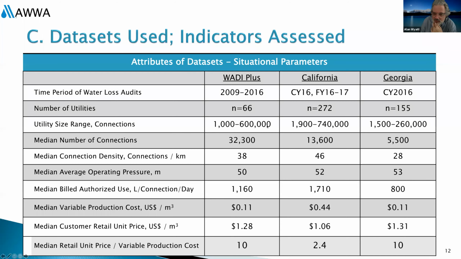You can see the ranges of the number of connections. The median is much smaller in Georgia, 5,000. The densities are smaller in Georgia. Pressures are about the same. There's the consumption of water in California, 1.7 cubic meters per connection per day. Wow. And these are costs and prices. I'm not going to go through.